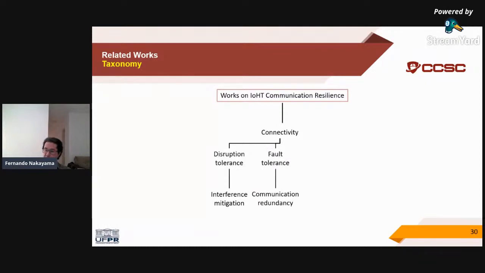Considering the fault tolerance attribute, the works on communication redundancy deal with some form of communication redundancy in the communication channels in order to increase the resilience. And considering the security attribute, the works on intrusion detection employ signature or machine learning techniques to detect intrusion, while the authentication works deal with the prevention of unauthorized devices flooding or jamming the communication channels.